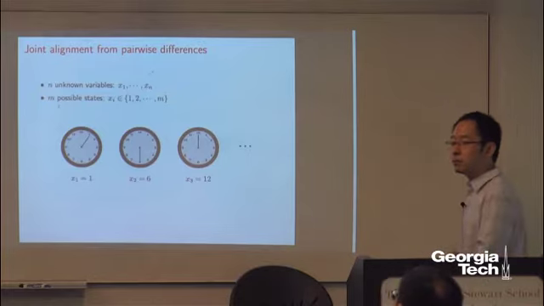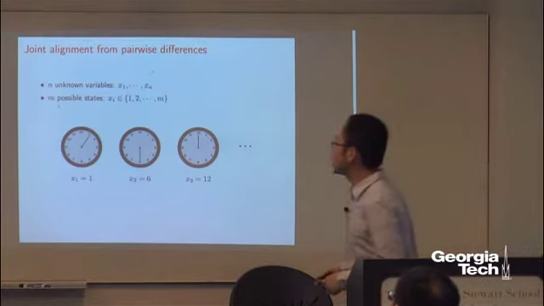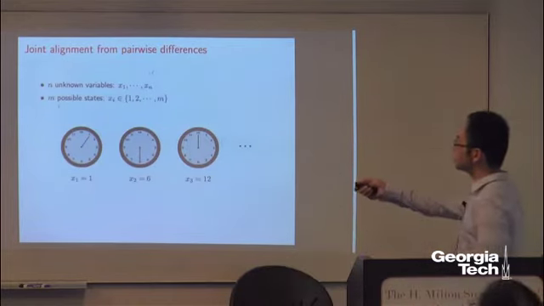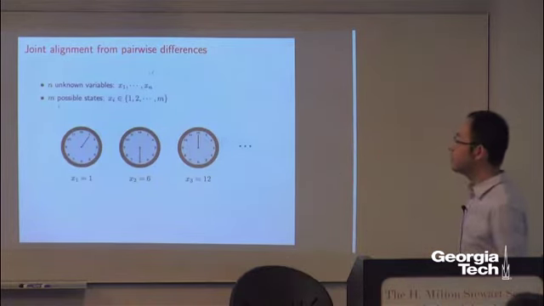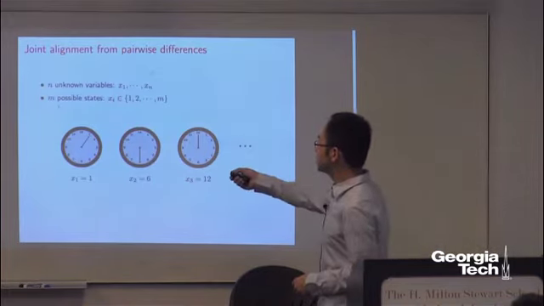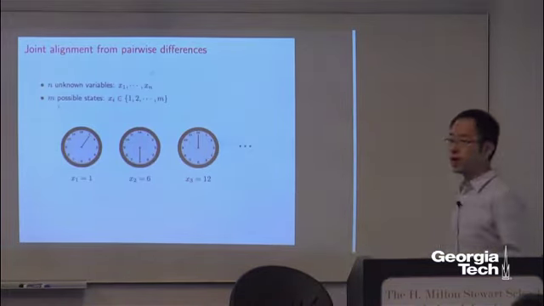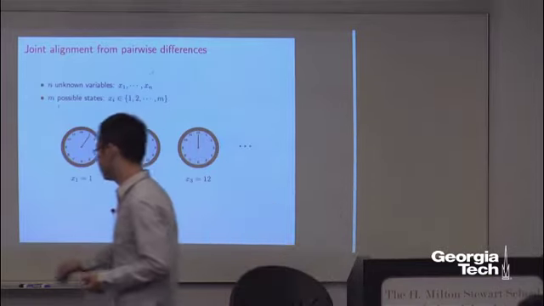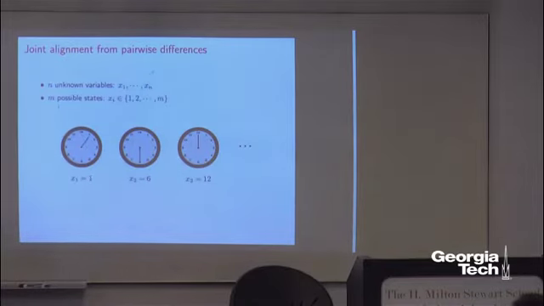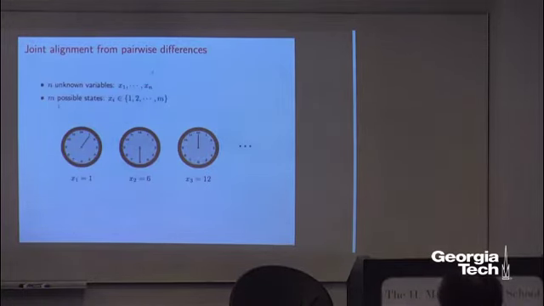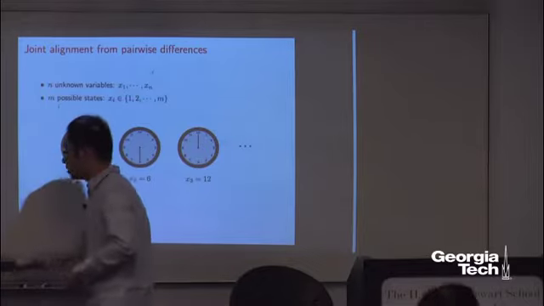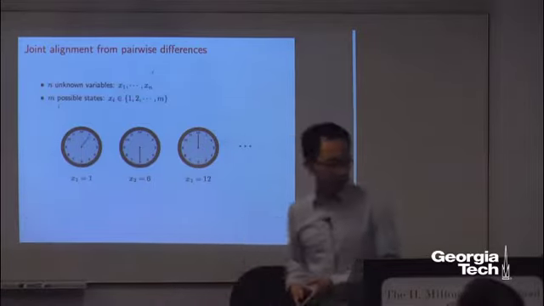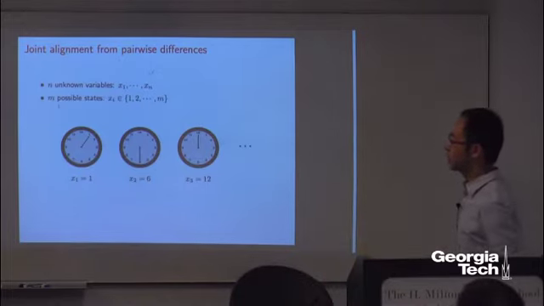So the problem is the following. Suppose I have n unknown variables, x1 to xn. Suppose that each of the variables is discrete, and it can take at most m possible values, from 1 to m. Let me write it here: I have x1 to xn, each of them takes value from 1 to m. So it's something that falls on some finite alphabet.